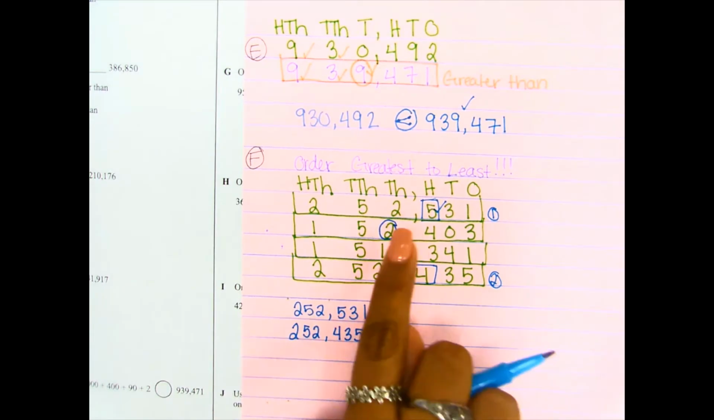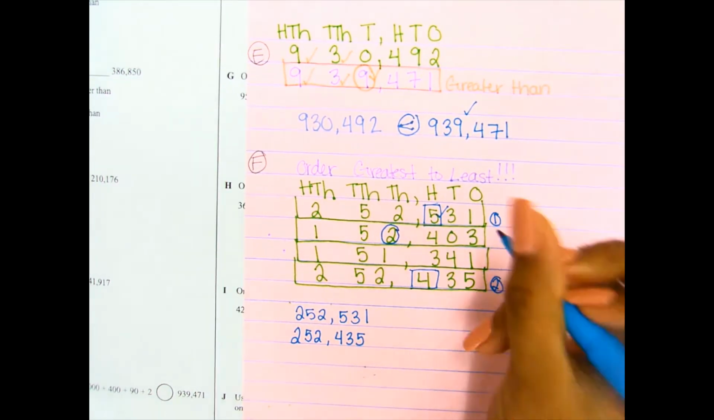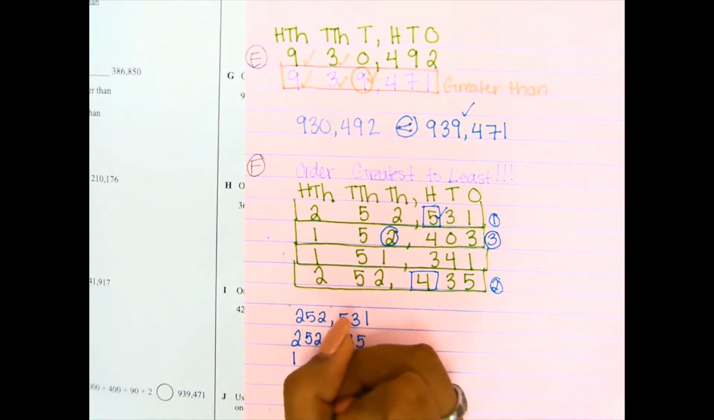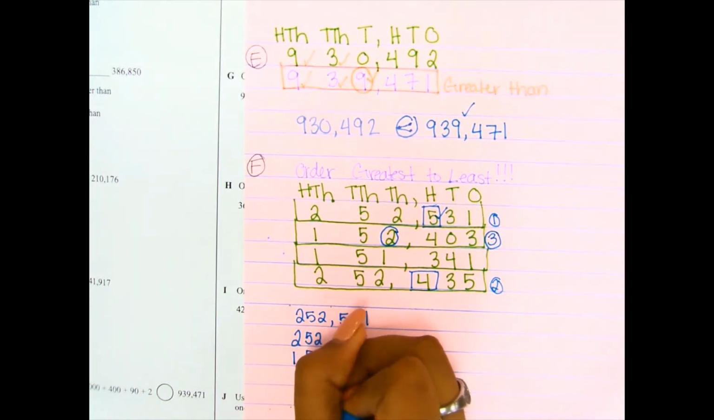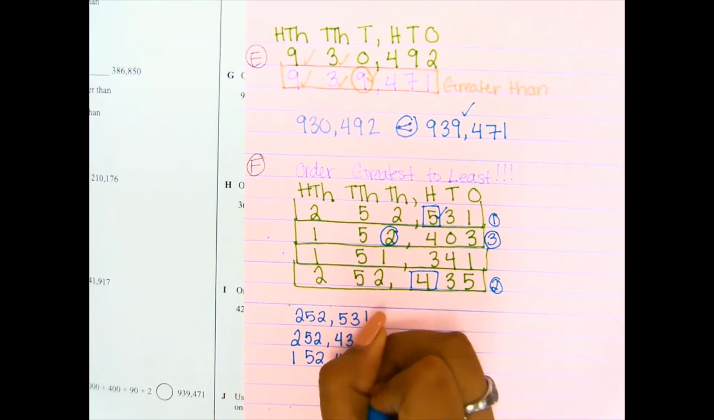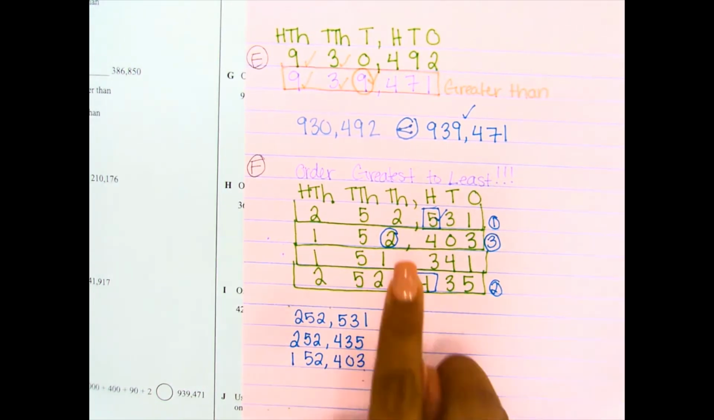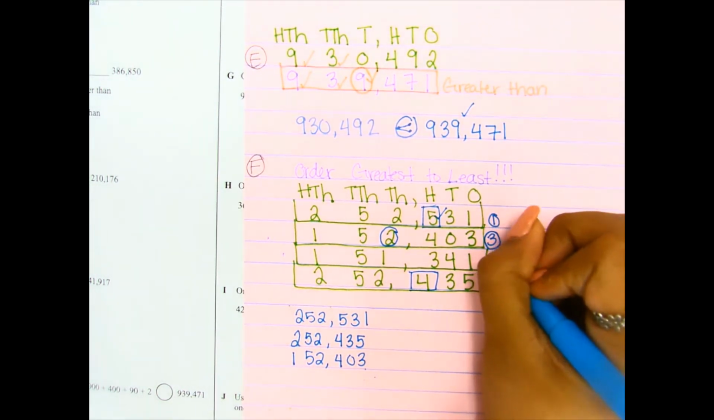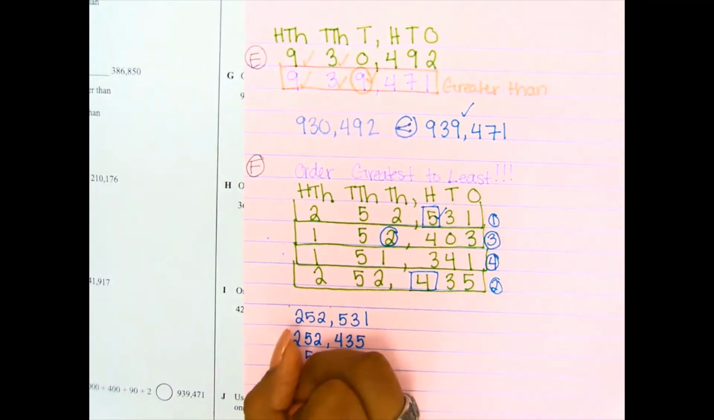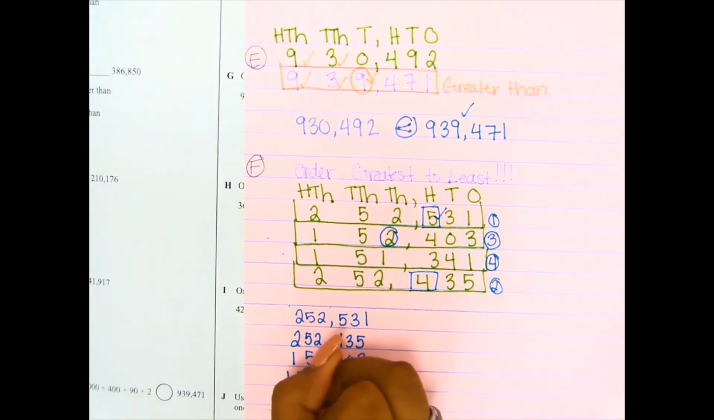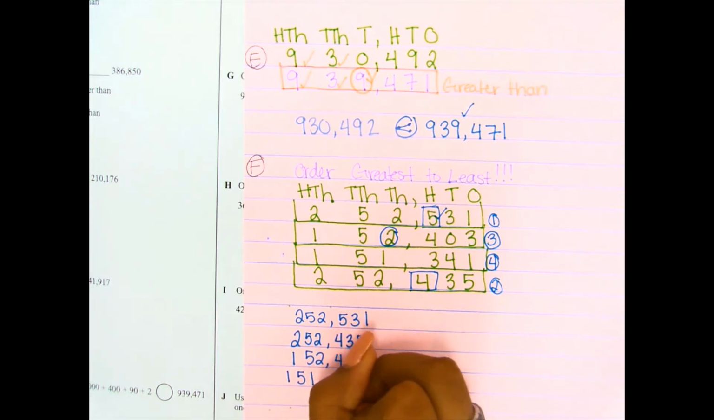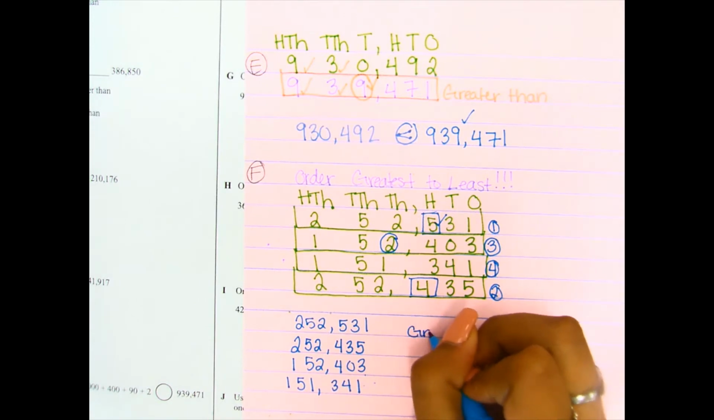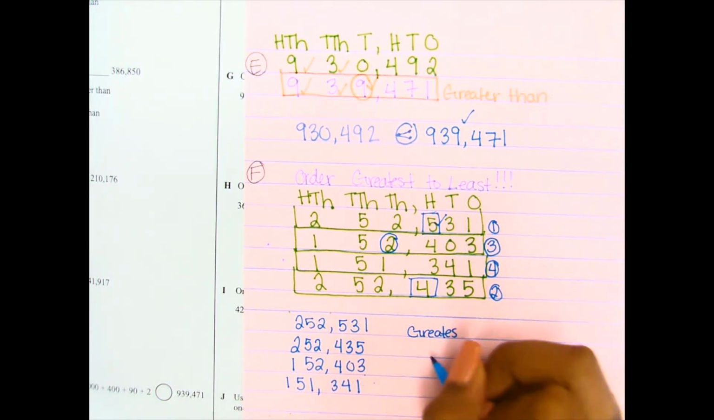So that means this number is my next greatest number. So now I'm going to write down 152,403. Since this is my third largest number, I know that this one is my least. And I will then write 151,341. That is from greatest to least.